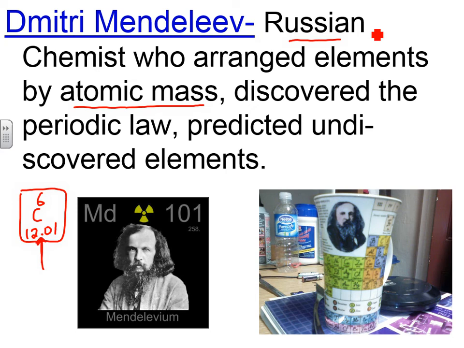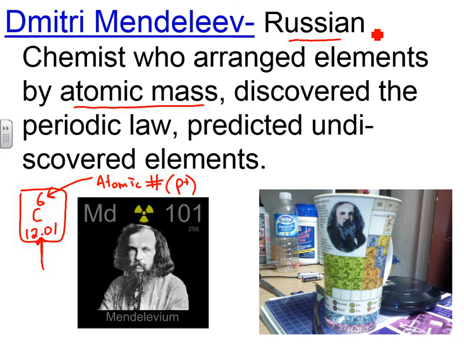Now, it turns out that wasn't the perfect arrangement, and there were about 5 elements that had to be flipped, because eventually the elements got arranged by their atomic number. Right now, the elements are actually arranged by the atomic number, which is the number of protons in the nucleus, recall. So he did it by atomic mass, and he also discovered the periodic law.